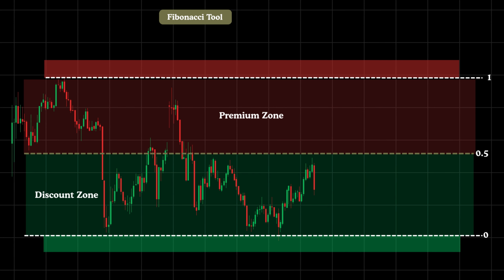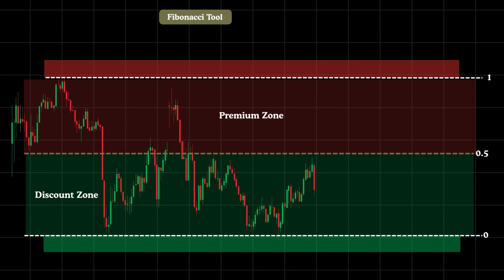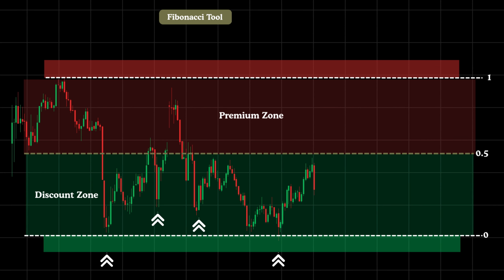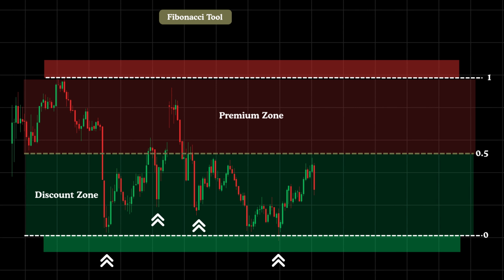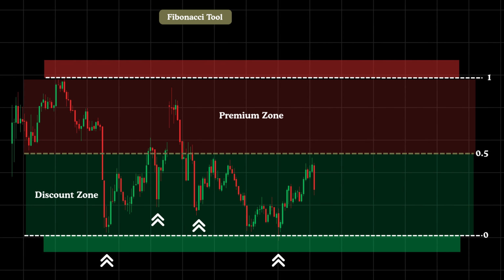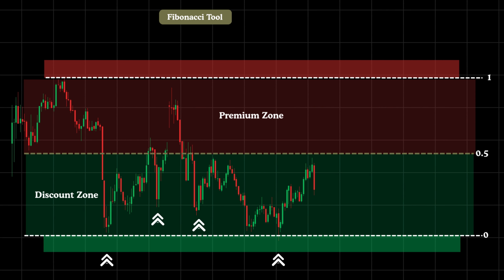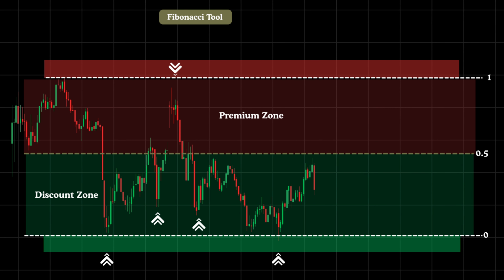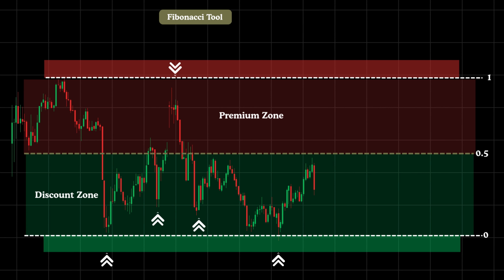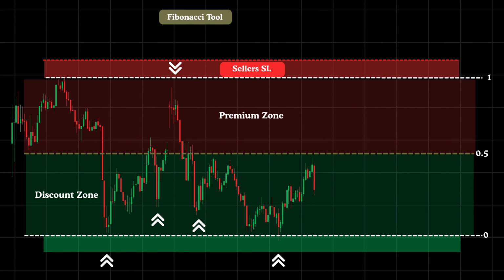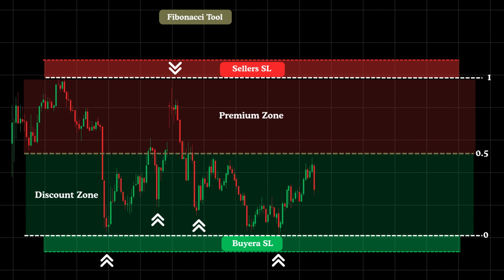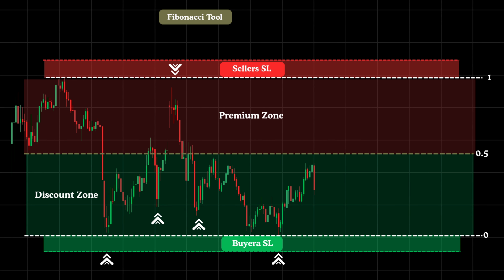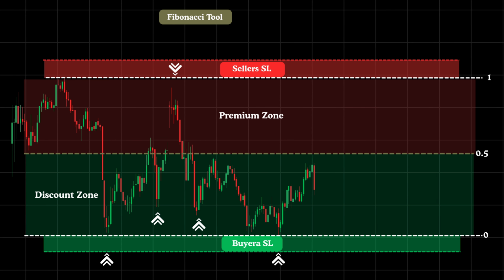Looking closely, whenever the price enters the discount zone, buyers step in, creating buying pressure as demand increases. This pushes the price upward from these support levels. On the other hand, whenever the price moves into the premium zone, sellers become active, increasing supply and driving the market downward. Typically, sellers place their stop losses above the supply area, while buyers place theirs below the demand area. To defend these positions, both buyers and sellers react strongly whenever the price tests these zones.